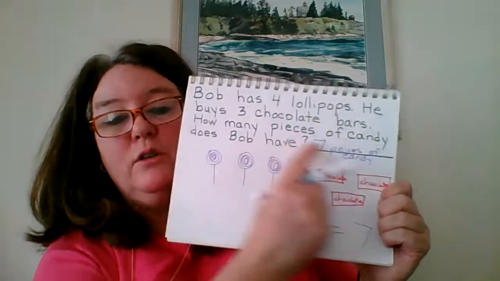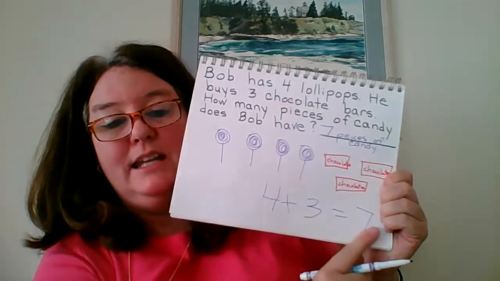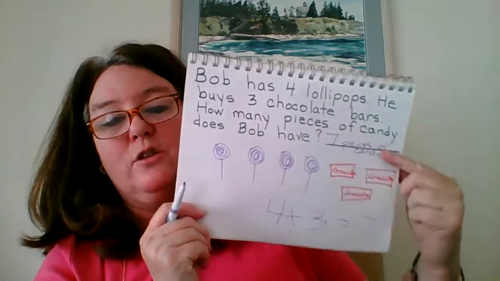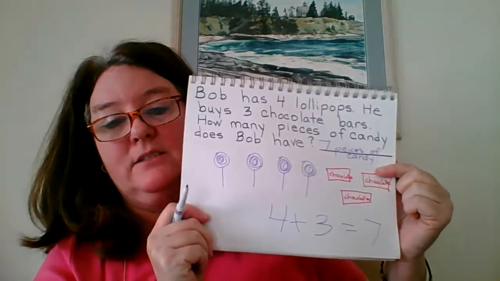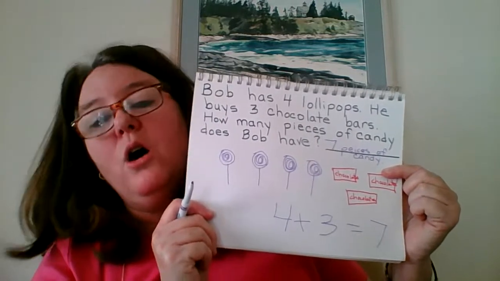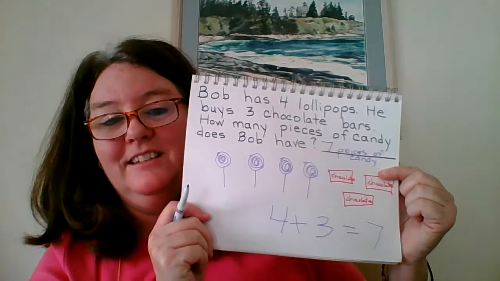Again, I drew a picture and then I wrote an equation. This time it was an addition equation. And when I answer the question, I always label my answer. I don't just say 7 because we won't know 7 what? Oh, 7 pieces of candy, because that's what the story was about. Good job, my friends. We solved story problems, word problems today.